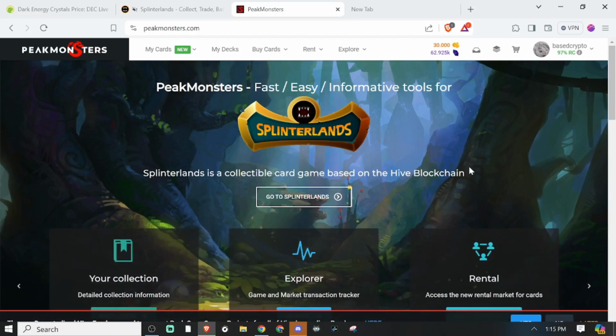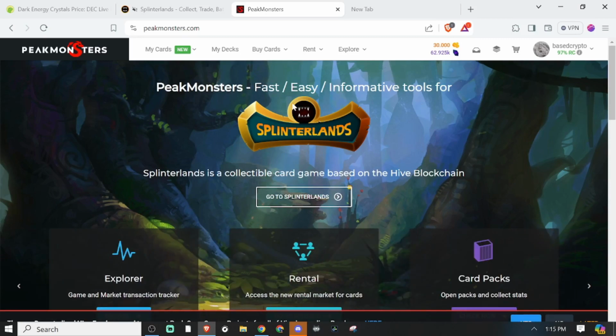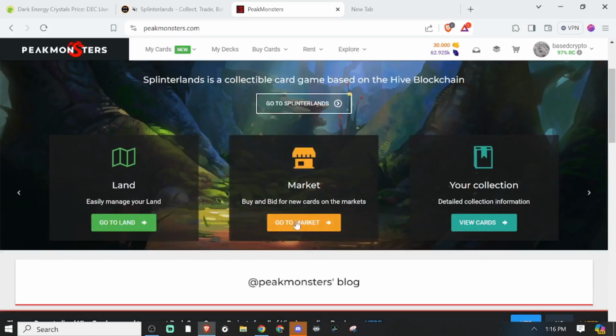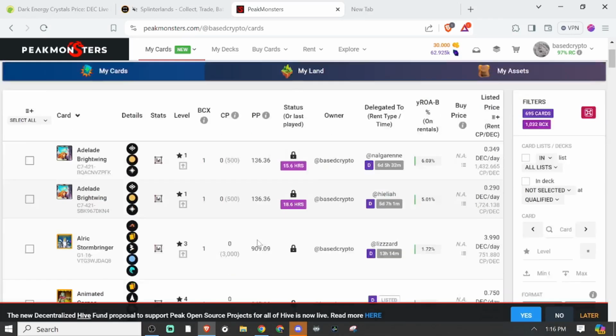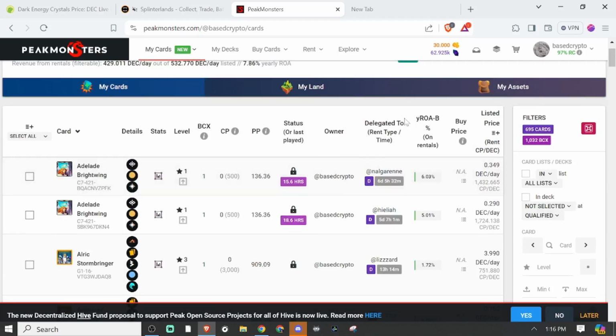The third reason why I love PeakMonsters.com is the passive income that I can make using it. So we can click market. I make passive income with PeakMonsters by putting my cards up on the market for other players to rent. This is me, the owner, based crypto. And I have a card delegated to somebody who decided that they wanted to pick up my daily rental, a delayed Brightwing. So shout out to Nalgar Marine for renting one of my cards for 6 days, 5 hours, 32 minutes, and counting, for 0.349 DEC a day.